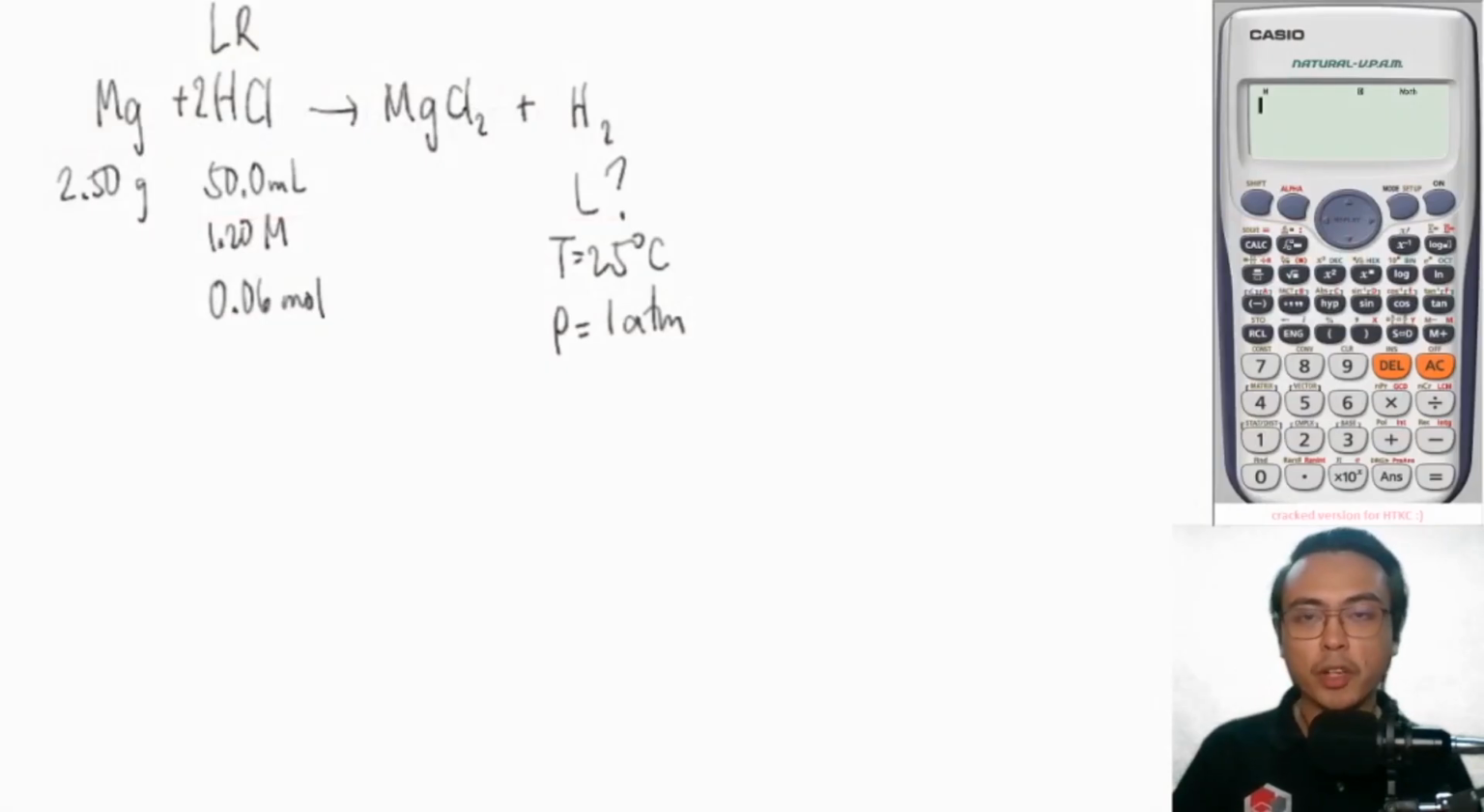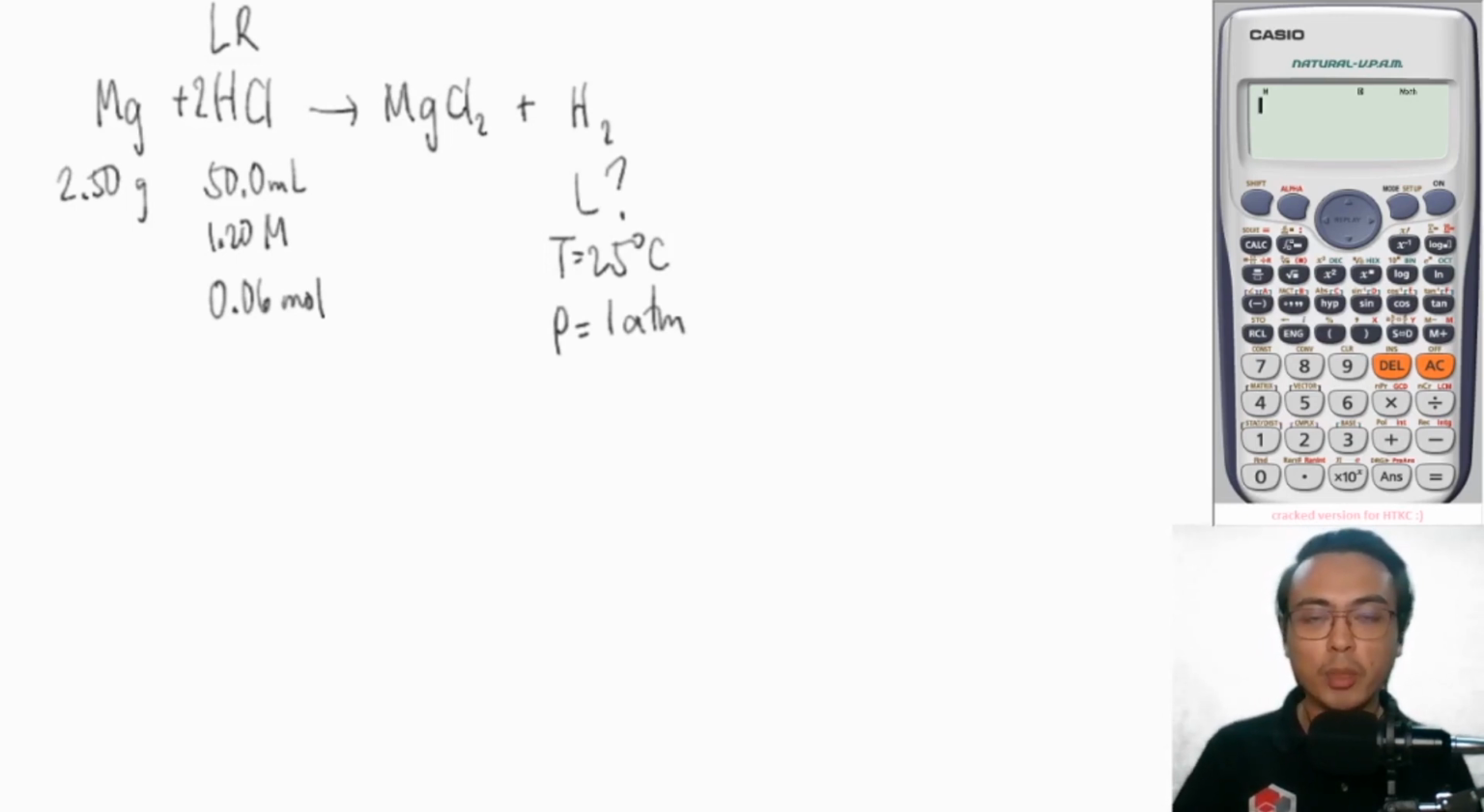Here's our given. So this given is the same as that of our previous example involving the same reaction. From that problem, we have determined that the number of moles of HCl is 0.06 moles and that HCl is our limiting reactant. But in this case, we want to determine what volume of hydrogen is being produced given that the temperature is 25 degrees Celsius and the pressure is 1 atmosphere. Let's try to solve this.